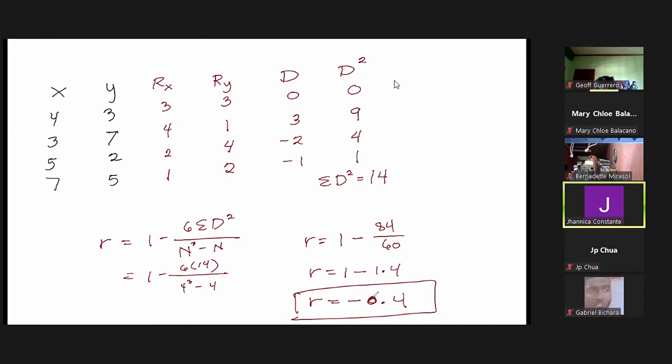Teacher, what's Rx and Ry? Rx is the rank for variable x. Ry is the rank for the variable y.